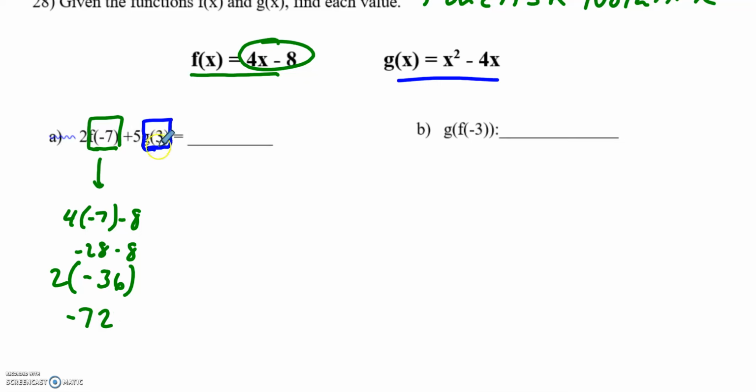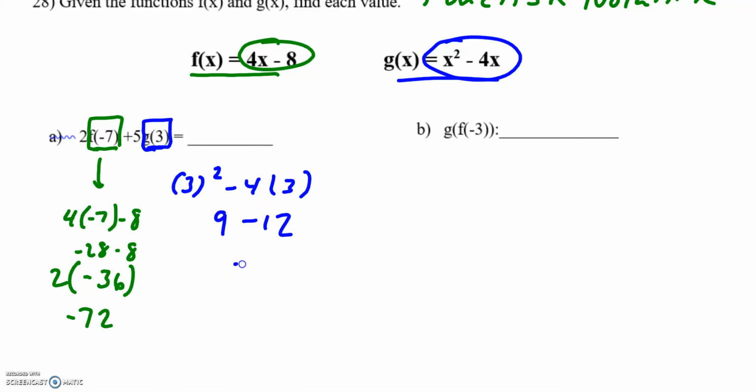That's part 1. If I take 3 and plug it into my g function, so I really take 3 and plug it in for x, I would get 3 squared minus 4 times 3, which would be 9 minus 12, or -3, but I still need to multiply that by 5. So that would be -15. The problem's asking me to add, so my final answer would be -72 plus -15, which would be -87.